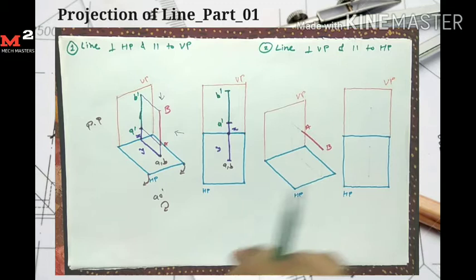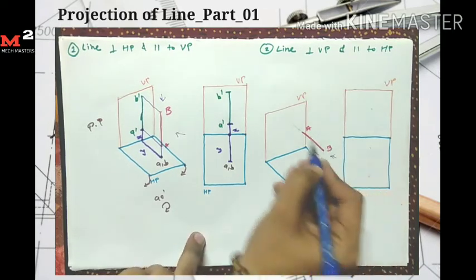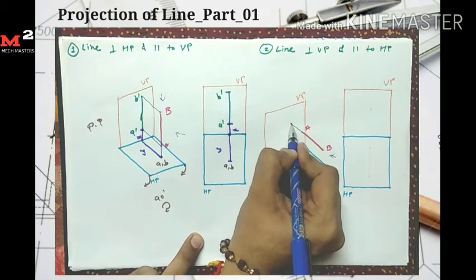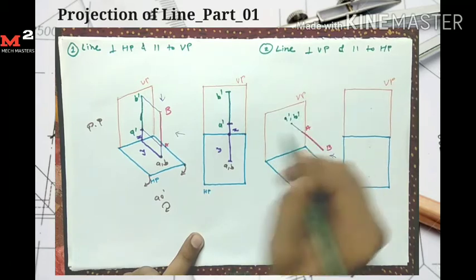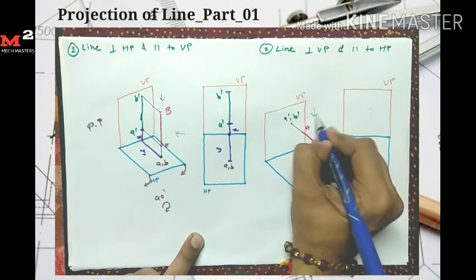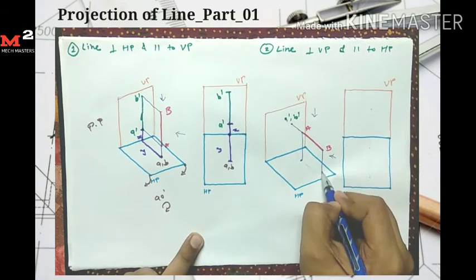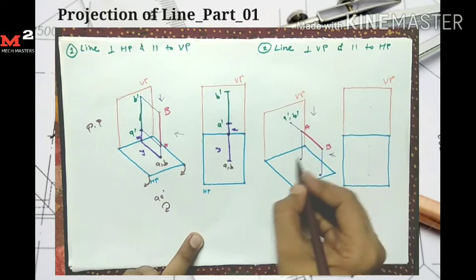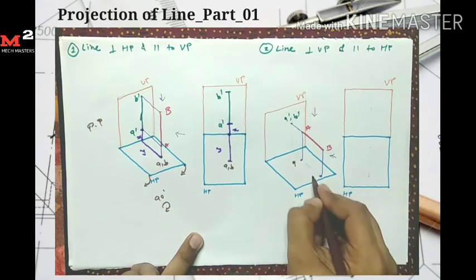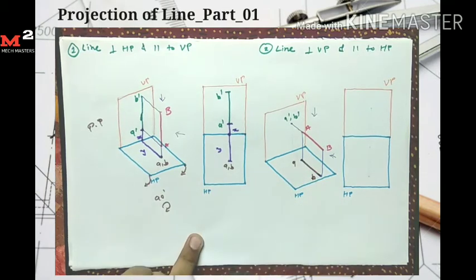Okay, let's see the second case. Second case is line is perpendicular to VP and parallel to HP. So if I see from this side, I get its projection on vertical plane at here. At here I get its front view and I give the name A dash B dash. And if I see from the top, then I get the projection on horizontal plane at here. I give the name A at here and B at here. So I get my top view for the line AB.